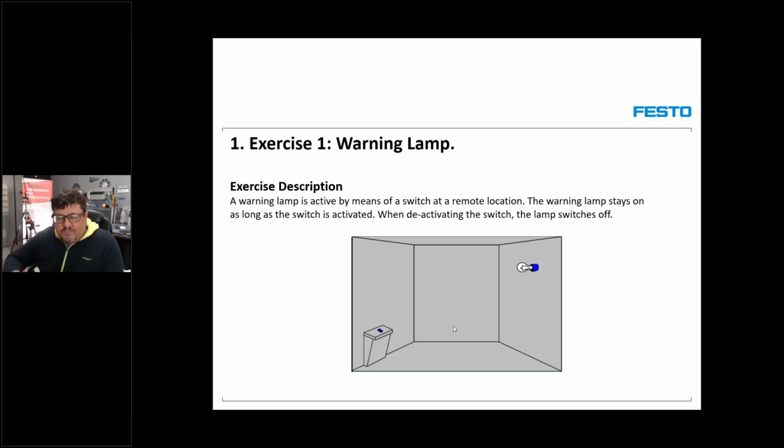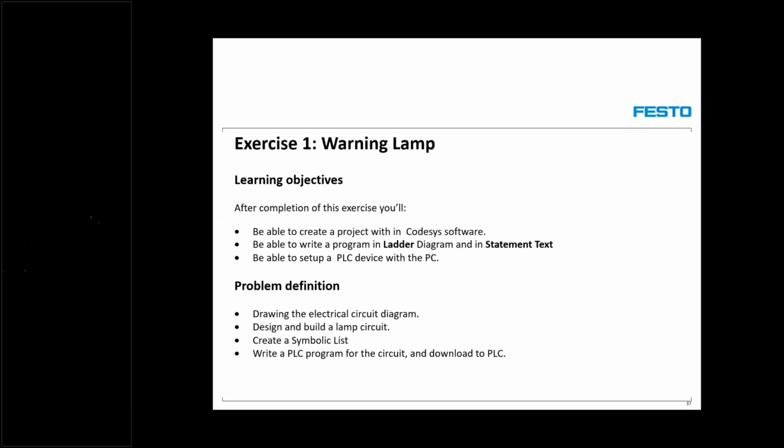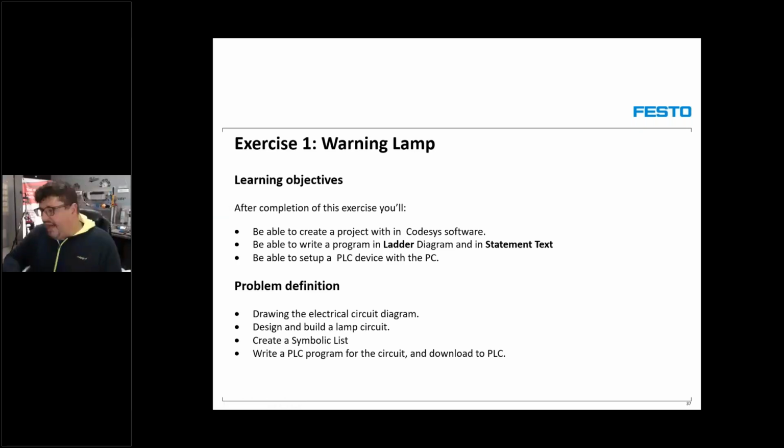That means it's a push button or a switch, and when you push the switch, the lamp comes on. The whole objective is that you must be able to create a project within the CoDeSys software, write a PLC program with ladder and also with structured text, and then set up a PLC device with a PC. Those are the main objectives. These are the same objectives you will have with other exercises when you do a paid seminar or webinar.